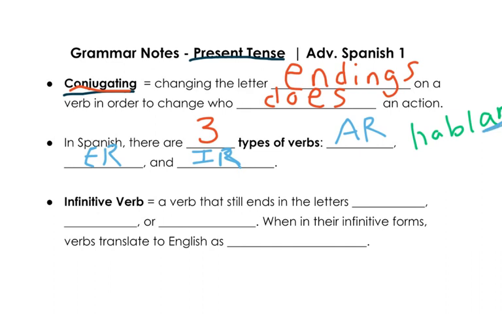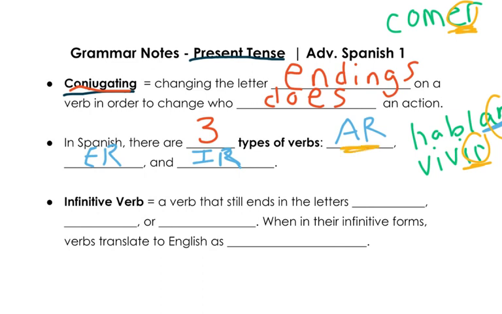But hablar, which means to talk or to speak, is an AR verb because it ends in the letters AR. Okay? An example of an ER verb is, I'll write it up here, comer. Comer means to eat, and we know it's an ER verb because it ends in the letters ER. An example of an IR verb is vivir, which means to live. And we know this is an IR verb because it ends in the letters IR. So that's why they have the different names, because they end in the letters AR, ER, and IR. Okay? The most common type of verb in Spanish is actually the AR verb. There's a lot more AR verbs than ER and IR.